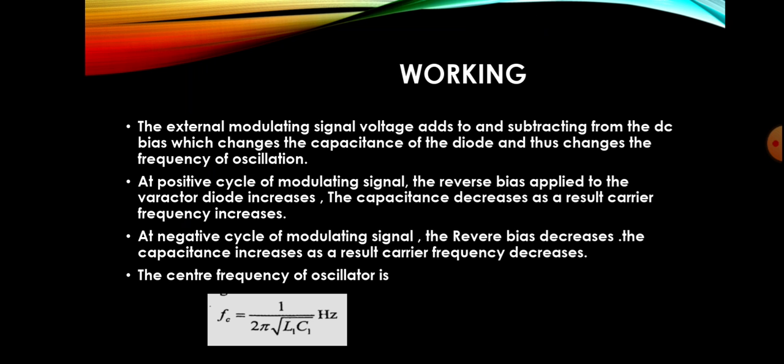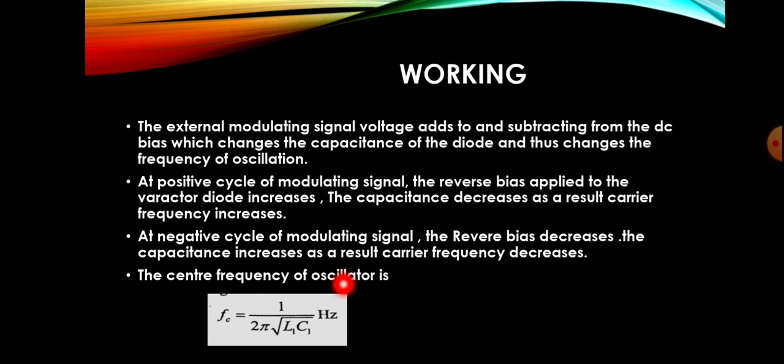Let us see the working. The external modulating signal voltage adds to and subtracts from the DC bias, which changes the capacitance of the diode and thus changes the frequency of oscillation. At the positive cycle of the modulating signal, the reverse bias applied to the Varactor diode increases. The capacitance as a result decreases and the carrier frequency increases. At the negative cycle of the modulating signal, the reverse bias across the Varactor diode decreases, so the capacitance of the Varactor diode increases and the resulting carrier frequency decreases.